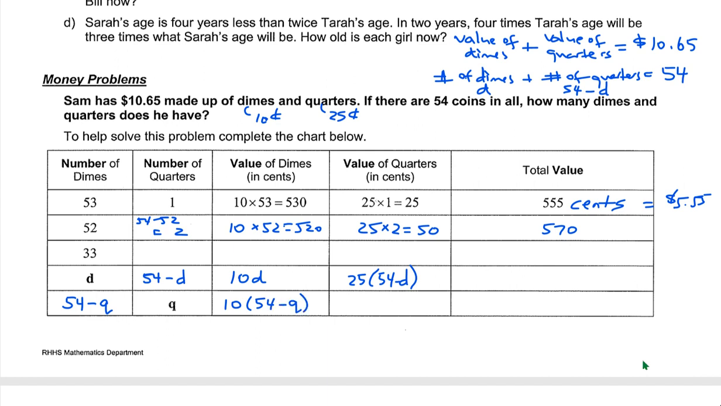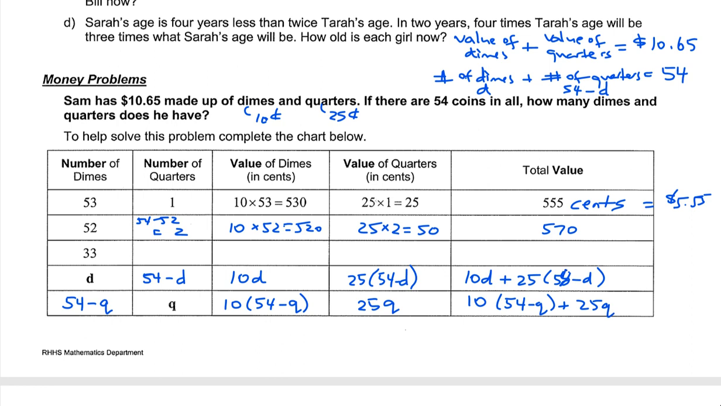And what's the value of the quarters? Well, it's 25 cents times the number of quarters. Okay, and notice I don't have a number for any of these, it's just an algebraic expression, but my total value, I can figure it out like this. That's just what you get when you add up the value of your dimes, 54, and the value of your quarters. So you could do it like this, you can do it with D's, or you could do it with Q's. That's the total value.